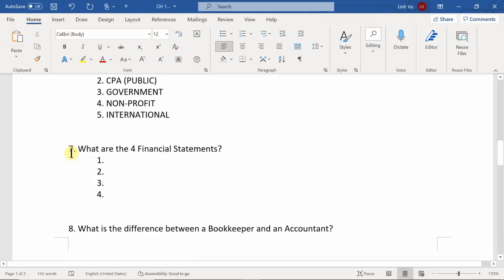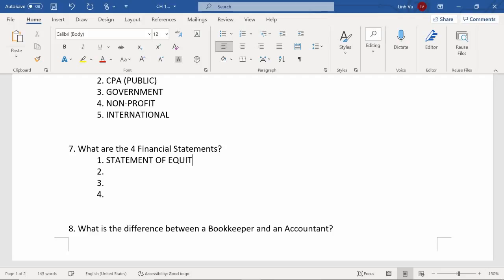Number seven, okay, what are the four financial statements? So in this case, accounting, there's four. QuickBooks, there's only three. What are they? Statement of income. Okay. Income, yes. The owner's equity. Equity. I don't know how to speak English today. That's okay. Owner's equity, good. The balance sheet. Balance sheet, yes. And the statement of cash flows. Yeah, statement of cash flows.